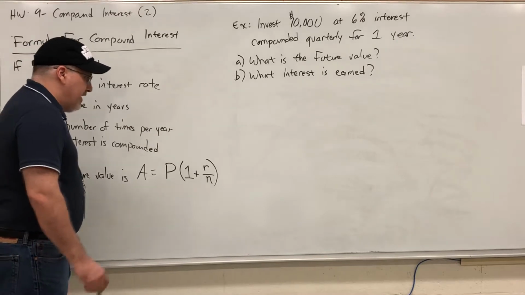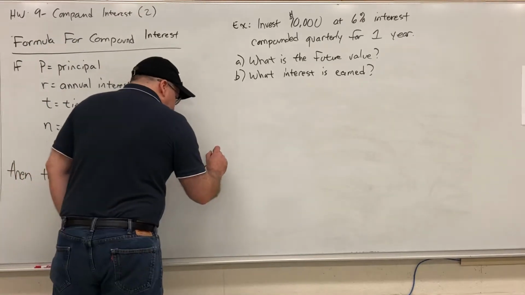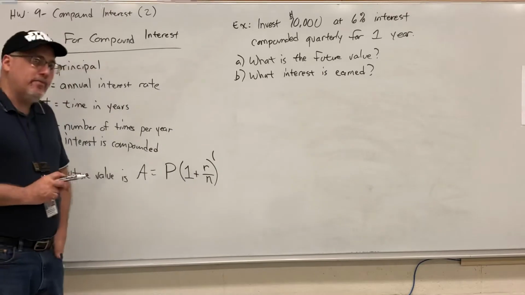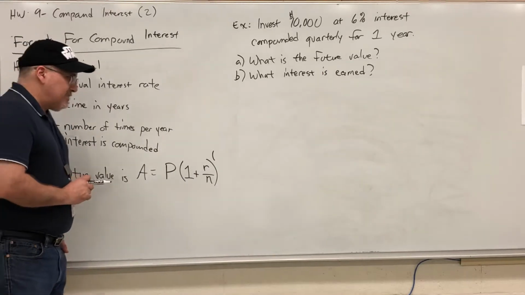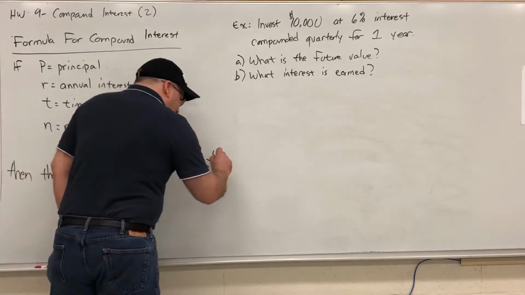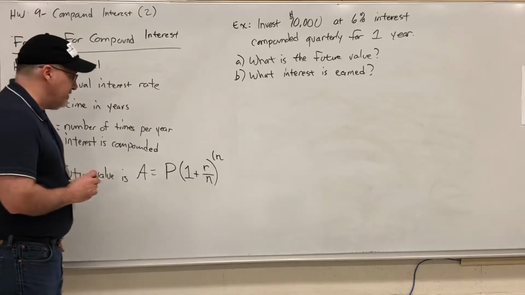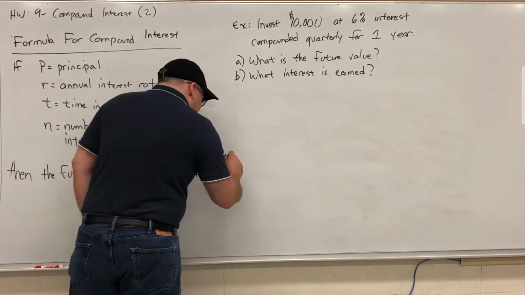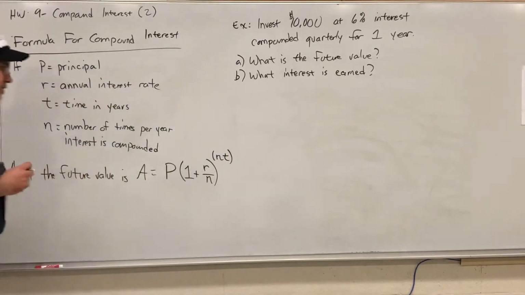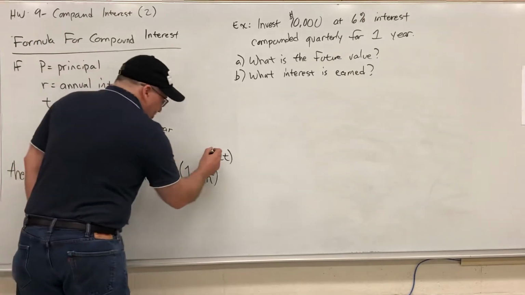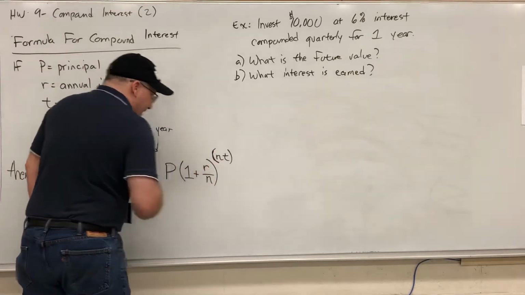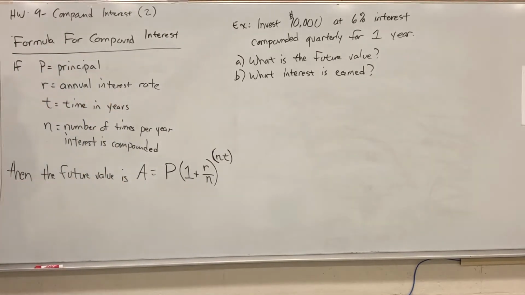Now, in the book, they don't put parentheses around the exponent. I do, just as a reminder on how to put it in a calculator. The exponent is a multiplication problem. It's lowercase n, the number of times per year interest is compounded, times t, the number of years that you're investing. Make sure this open parentheses looks a little more parenthetical and not like an L. Now be careful because this formula doesn't calculate interest, it actually gets right to future value.